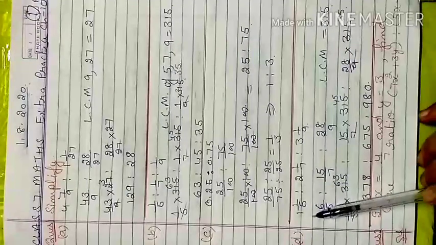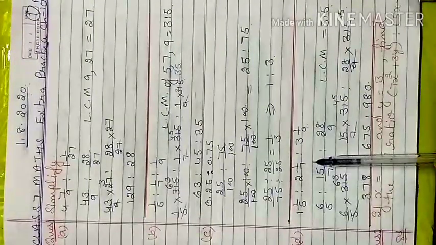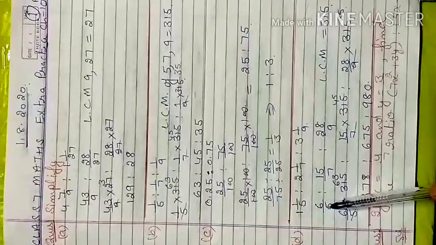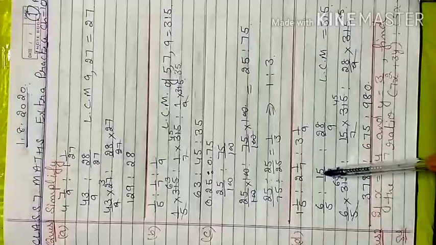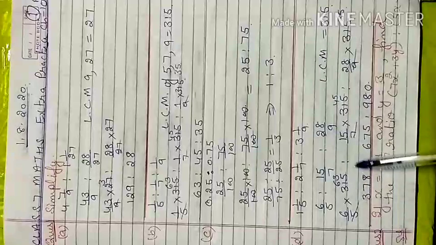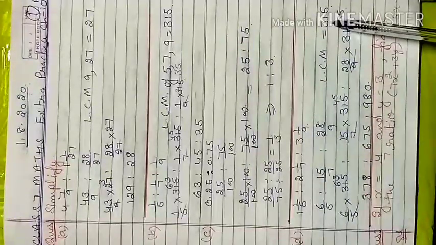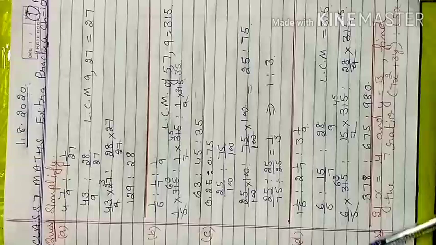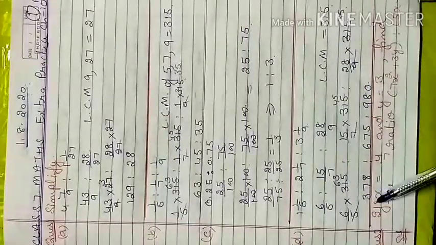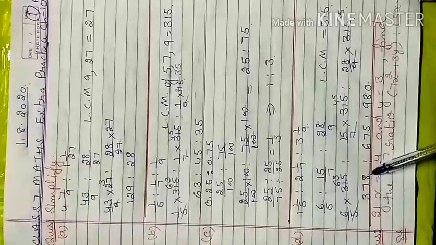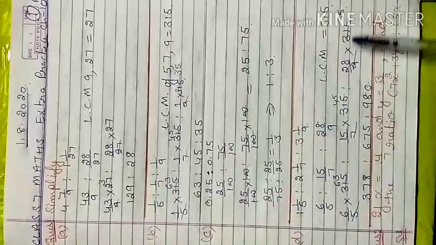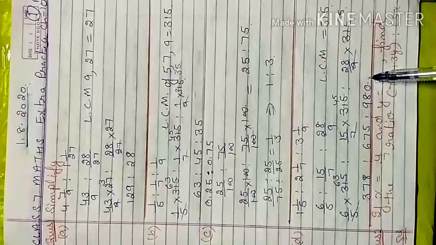Similarly here also 1 into 1 by 5 ratio 2 into 1 by 7 ratio 3 into 1 by 9. Converting the mixed fractions gives improper fractions 6 by 5, 15 by 7, 28 by 9, because 3 9s are 27 plus 1, 28 by 9. Now the LCM of 5, 7 and 9 is 315. Each fraction will be multiplied by 315. Then the denominator will be removed after cancellation, and the required answer is 6 into 63, 378, 15 into 45 gives me 675, and 28 into 35 gives me 980.